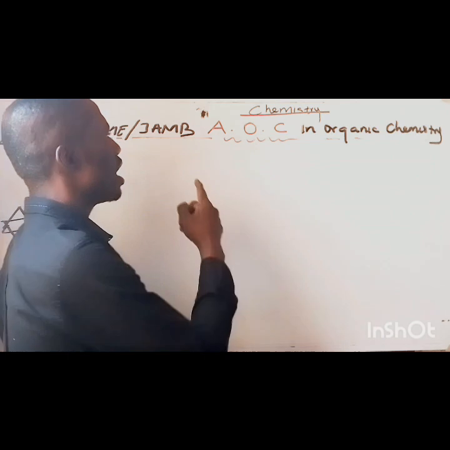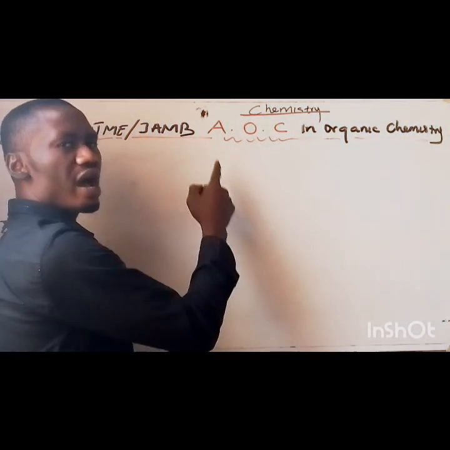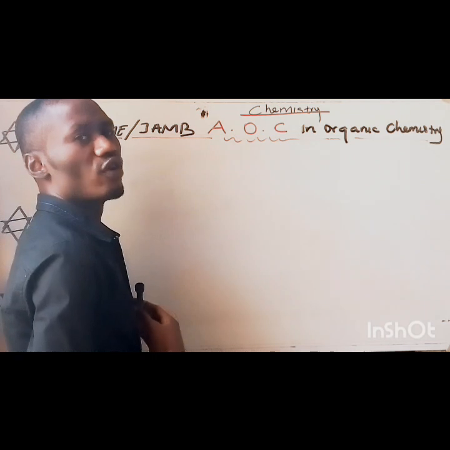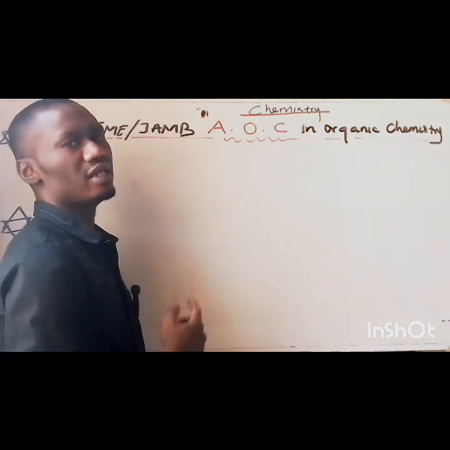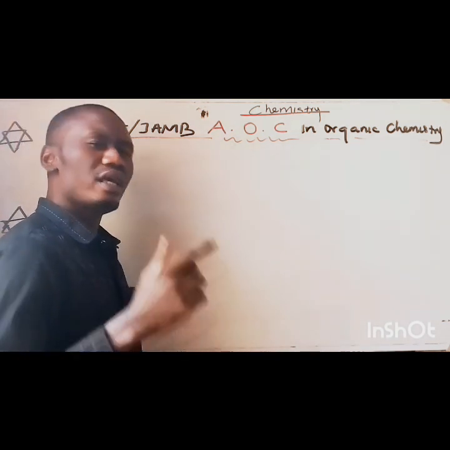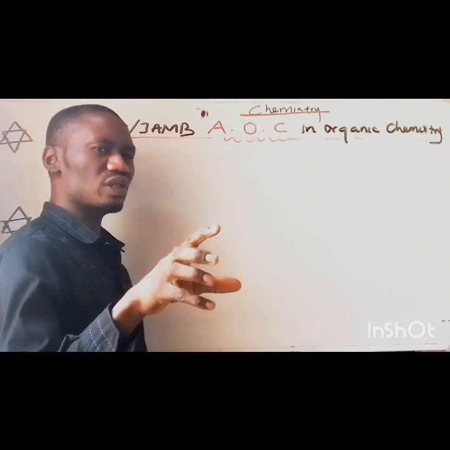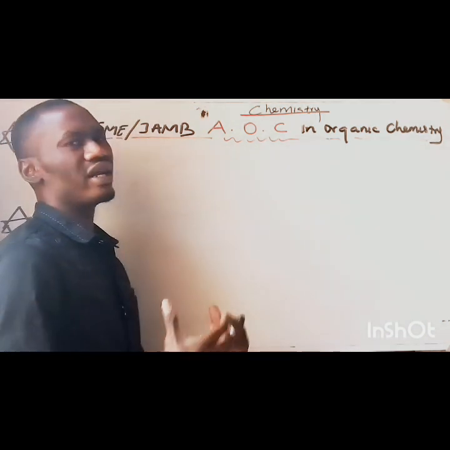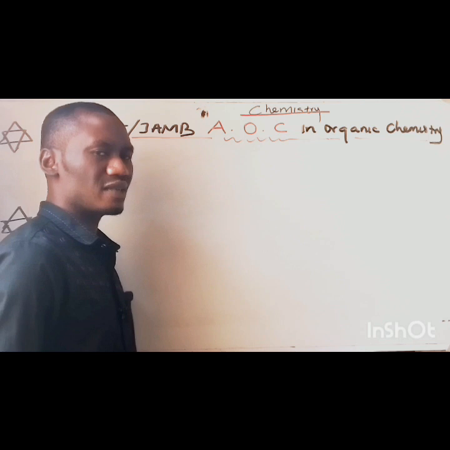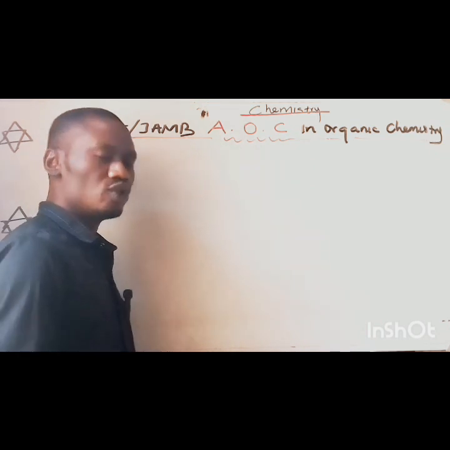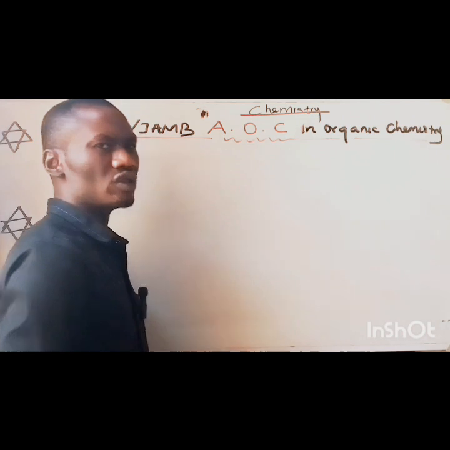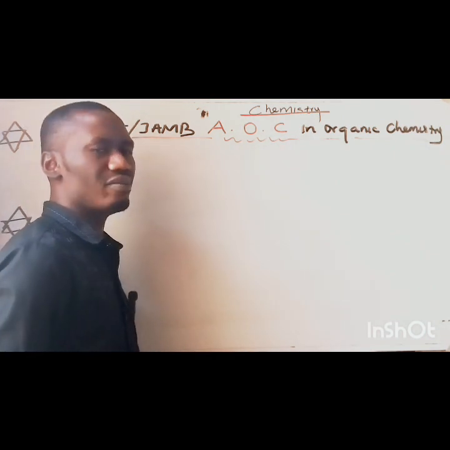We're looking at AOC, Area of Concentration in Organic Chemistry. For those of us that will be writing the UTME and JAMB exams, you want to read your organic chemistry, which is 1/3 of the whole of your textbook. The questions that will come out from that aspect in UTME are usually 1/3 of the questions. You expect about 7 to 10 questions from organic chemistry.